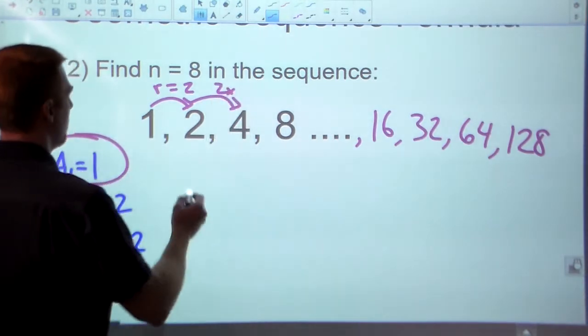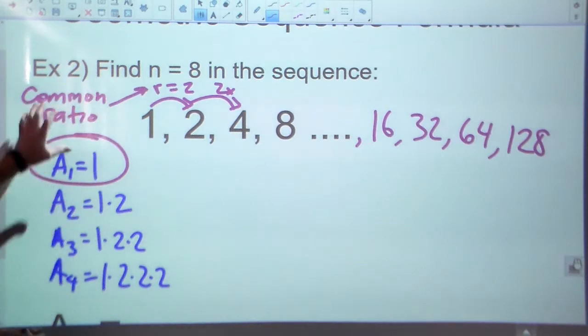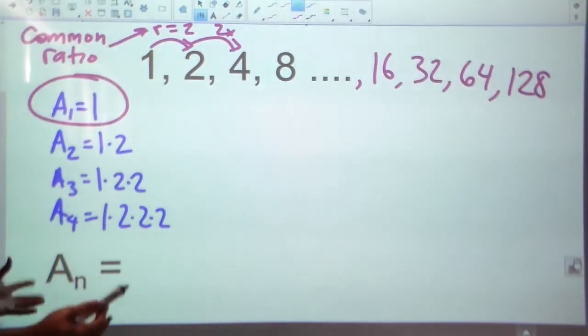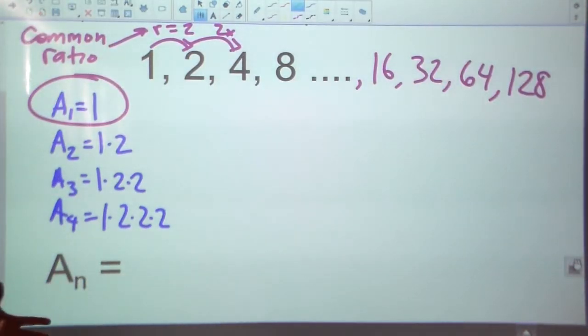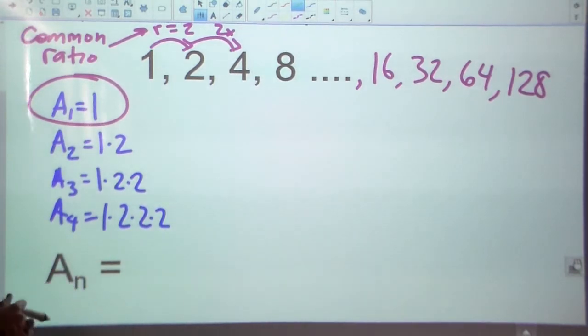We'll do something like that. And again, that's called a common ratio. So the common ratio is 2 in this case, and we use the letter R to represent common ratio. All right, so let's use some of these key ideas we have to get a formal formula here.